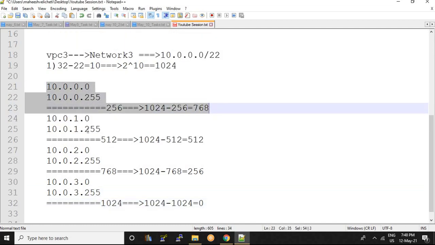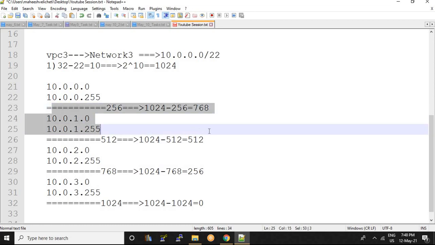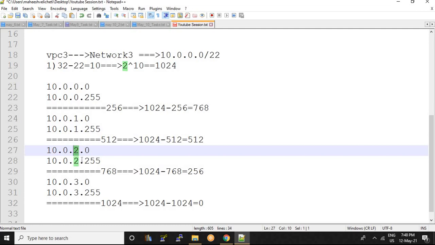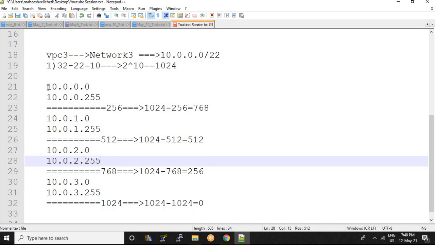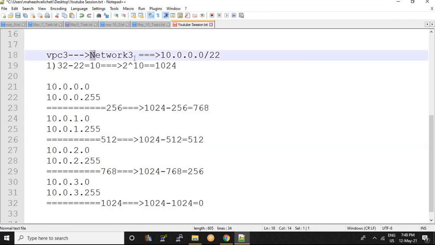Okay, the first step is done, and the second step starts from the series of 1, so 1.0 to 1.255. So here also 256 IPs got reserved, and now the next series starts from 2.0 to 255. In these two steps, 512 IPs got reserved. We have 1024 IPs to reserve for this network 3, and among them I have reserved 512 IPs. So how many IPs still have to be assigned? 512 IPs.